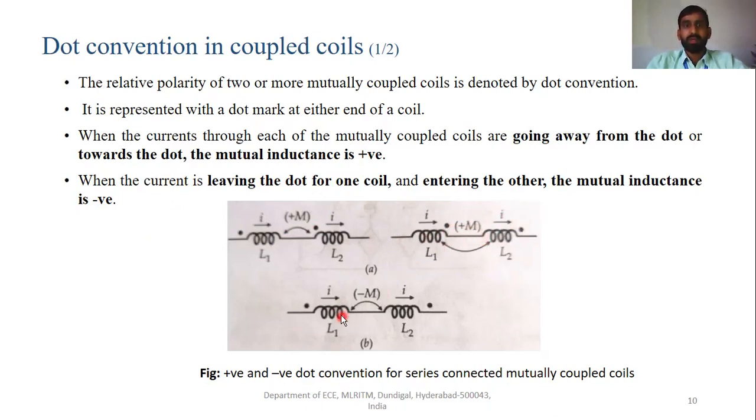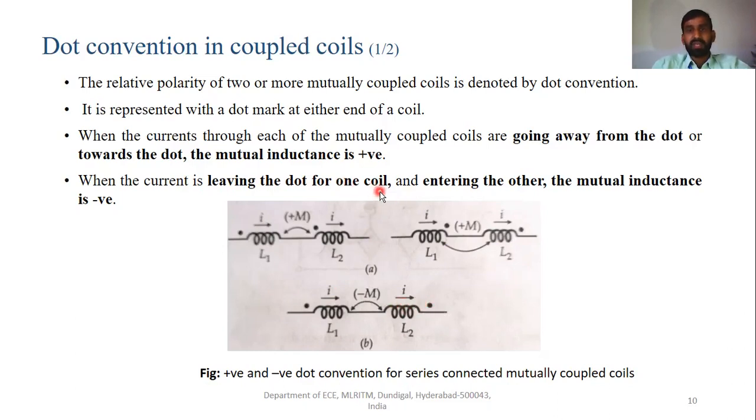Right? So coming to figure B, you can check it out. Here the mutual inductance is negative. Why? Look at the last point over here: if the current is leaving the dot for one coil and entering the other. Here in the first coil of figure B, the current is leaving the dot, whereas in the second coil, the current is entering the dot. Is it clear?